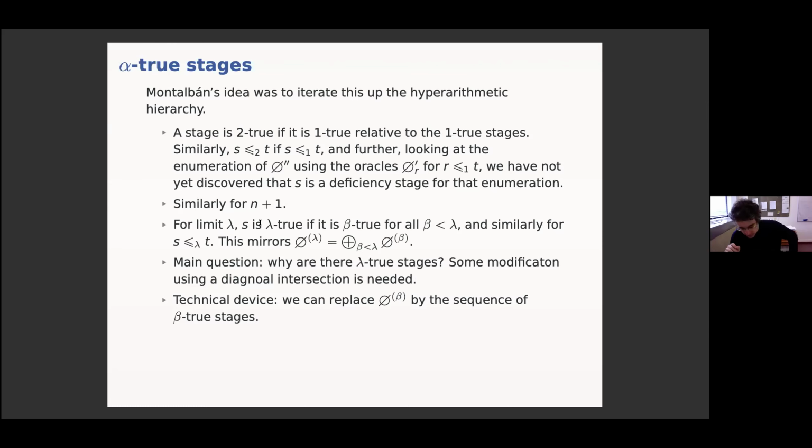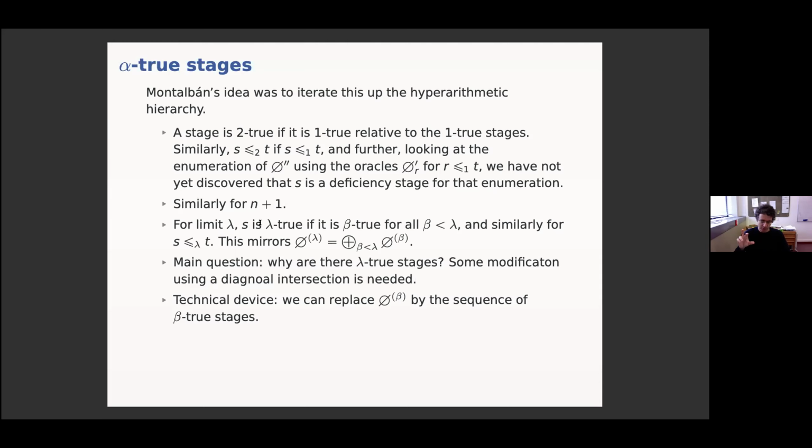And the main question of setting this up when we are dealing with transfinite ordinals, with infinite ordinals, is why on earth would there be any lambda true stages? Why are there omega true stages? And it takes a little bit of work. There's some kind of diagonal intersection argument that is involved. Antonio did it originally one way. Dan and I managed to come up with a different way to set this up. But there's some fiddling involved, but you can make it work.